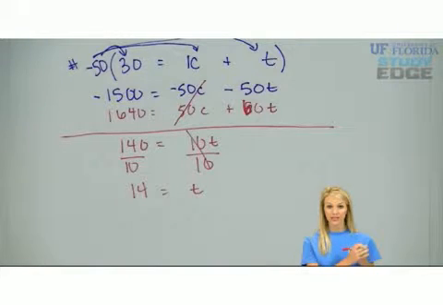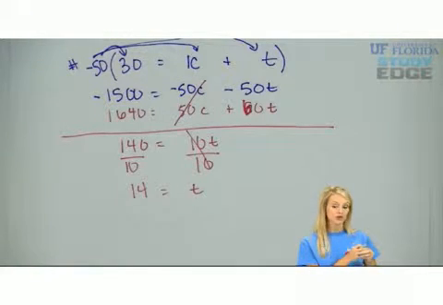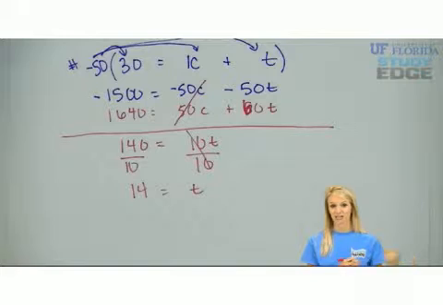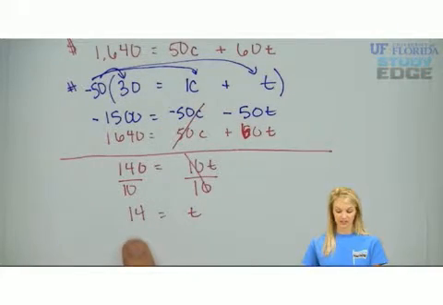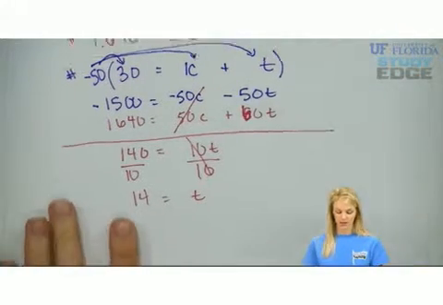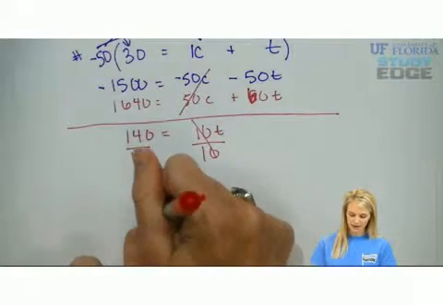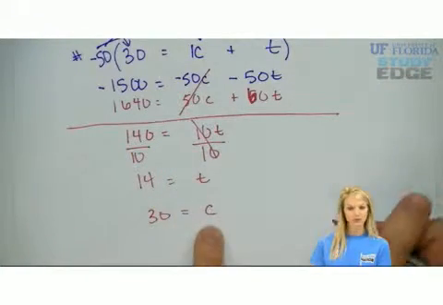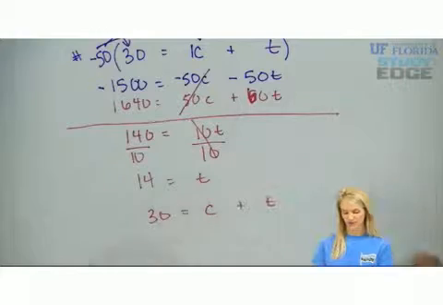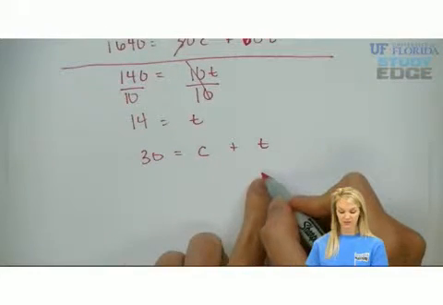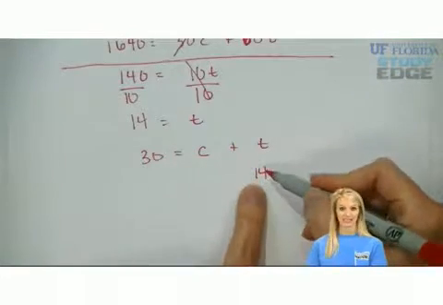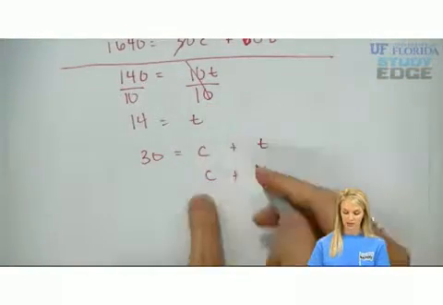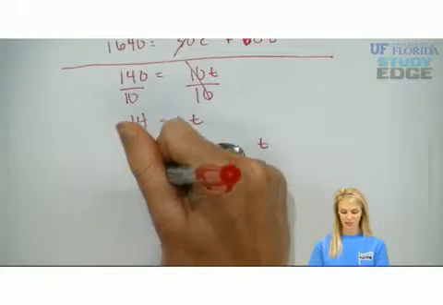Well, remember, we had 30 tables and chairs. Well, if out of those 30, 14 of them are tables, how many are left to be chairs? 30 minus 14. That's basically just using our first equation and solving for C, the number of chairs. So let's write that out. We had 30 equals our number of chairs plus our number of tables. Well, if we know that the number of tables is 14, let's put that in. T, the same thing as saying 14. So we have C plus 14 is equal to 30.